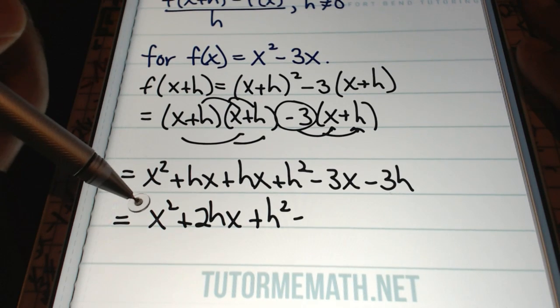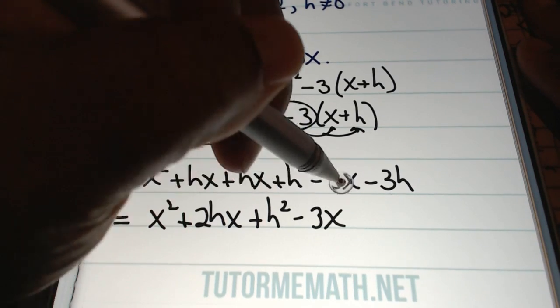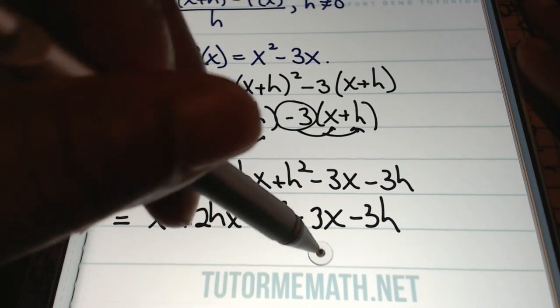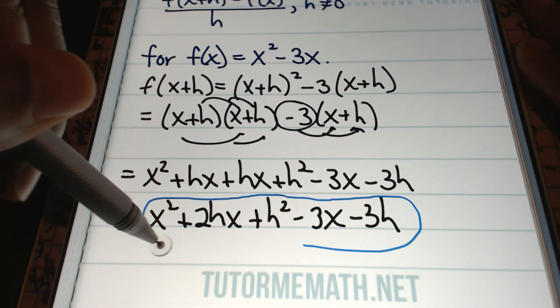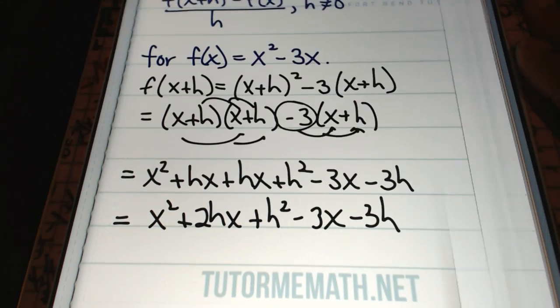So we had this x squared plus 2hx plus h squared minus 3x minus 3h. That's what we had, guys. We're going to go ahead and steal this for a second. Let's go ahead and hook this up. All right, there we go. And let's set up the numerator of our difference quotient.